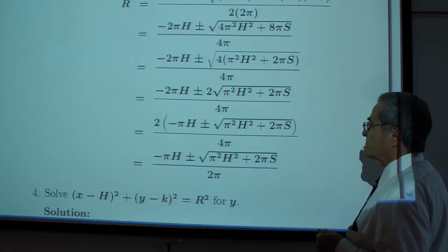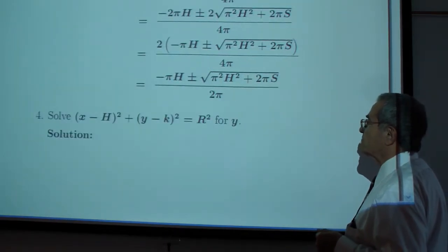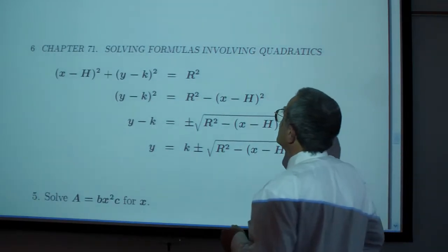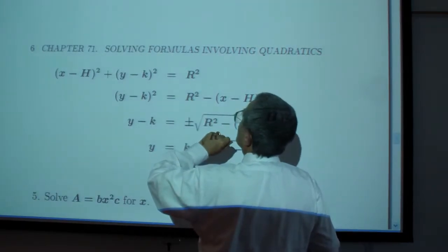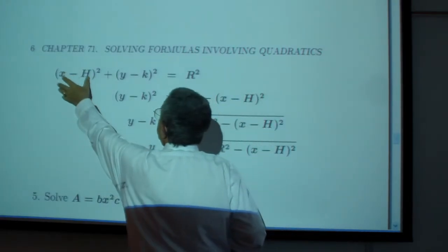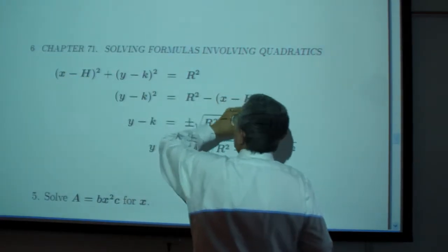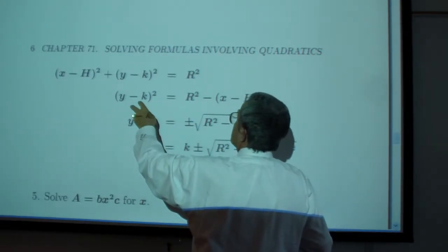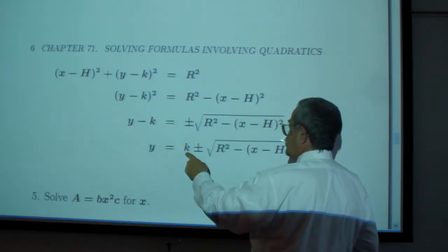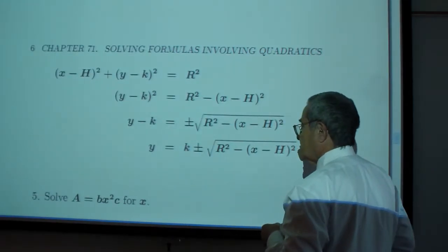Okay? 4. You wanted to solve for what? For y. Okay. This is like a constant which you subtract from both sides. You take the square root of both sides. You have a plus or minus here, and you add k. And you're done.